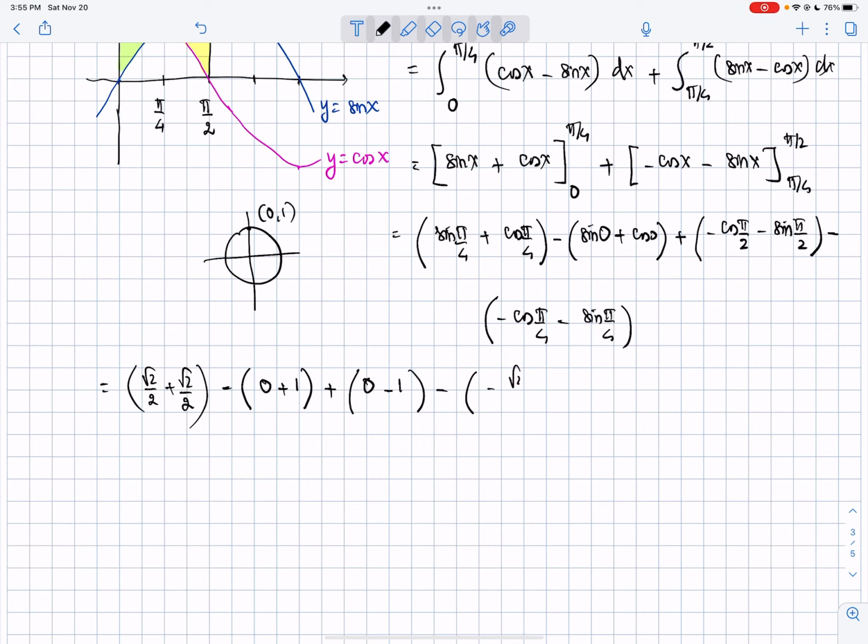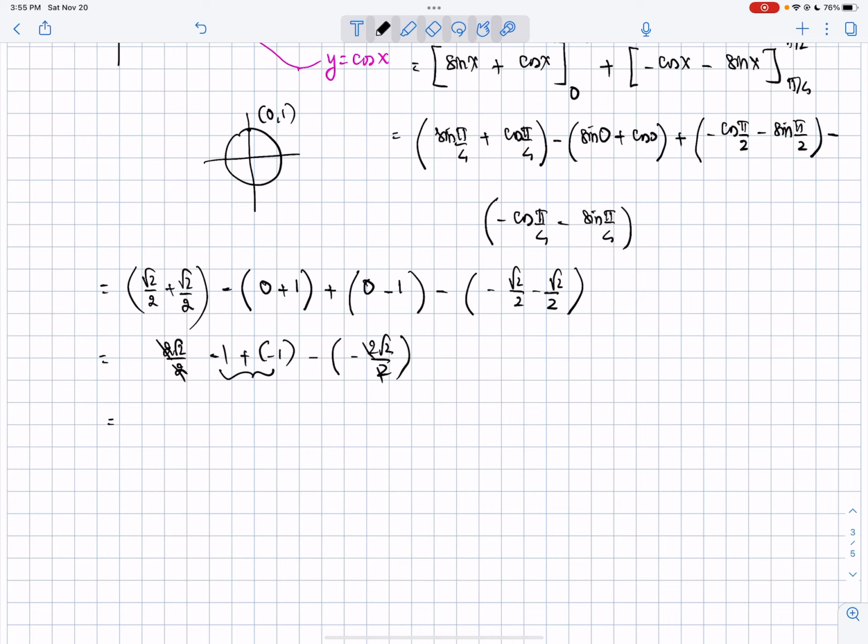So we have 1 and negative 1, so we have negative 2 in here. And we can cancel this, so we have square root of 2 minus 2 and then plus square root of 2. So we have 2 square root of 2 minus 2.